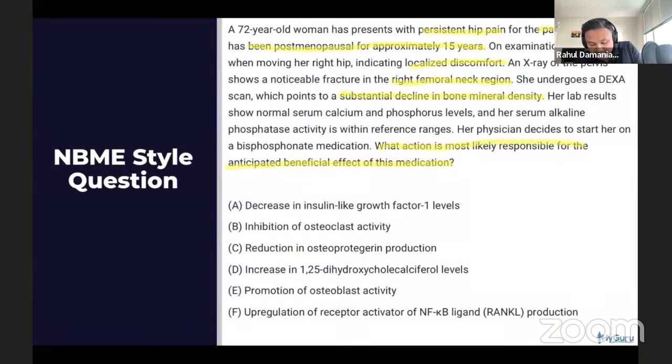Her lab results are going to show normal serum calcium and phosphorus levels, and her serum alkaline phosphatase activity levels are also going to be within reference ranges. Her physician decides to start her on a bisphosphonate medication. What action is most likely responsible for the anticipated beneficial effect of this medication? A, increase or decrease in IGF-1, B, inhibition of osteoclast activity, C, reduction in osteoprotegerin production, D, increase in 1,25 vitamin D, E, promotion of osteoblast activity, or F, upregulation of NF-kappa B. What do you think is the best answer?